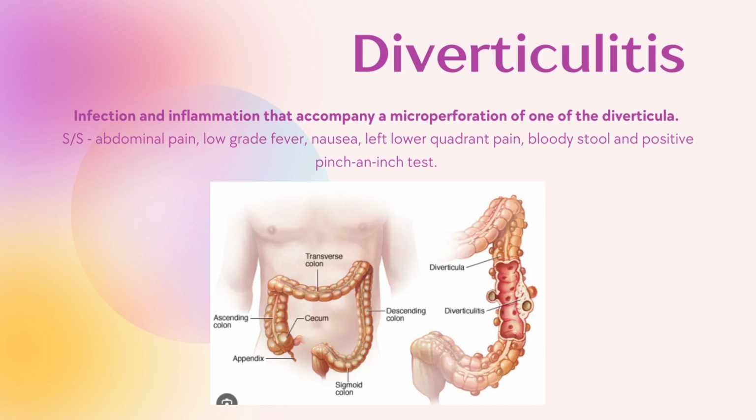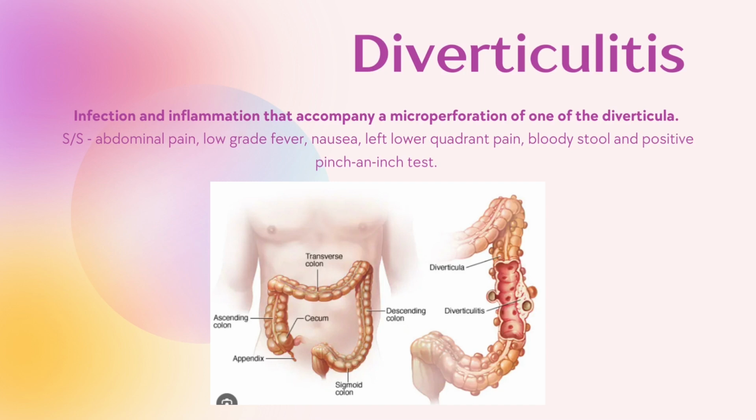Next, we have diverticulitis. This is an infection and or inflammation that accompanies a microperforation of one of the diverticula. Signs and symptoms include abdominal pain, specifically in the left lower quadrant, low-grade fever, nausea, bloody stool, and you might also find a positive pinch and inch test, just like you would with appendicitis.